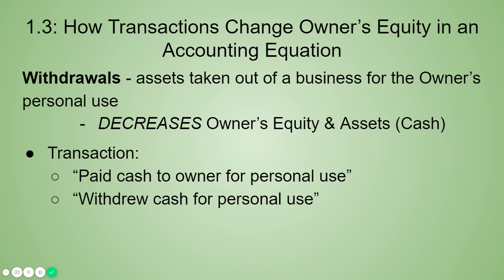So transactions would be read as paid cash to owner for personal use, or it might say withdrew cash for personal use. If you see any one of these two transactions, this is a withdrawal that decreases our owner's equity.